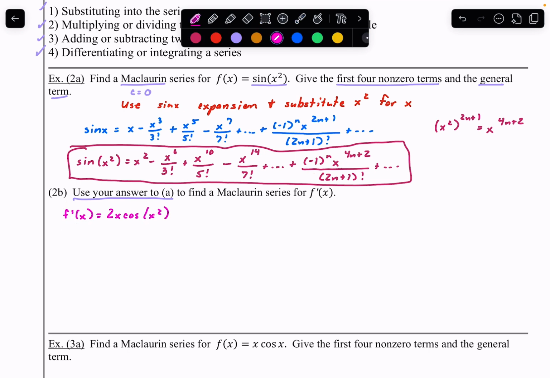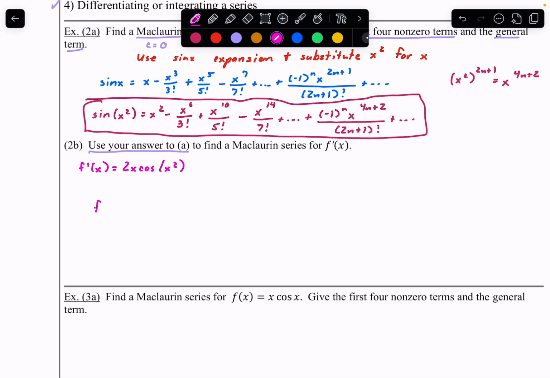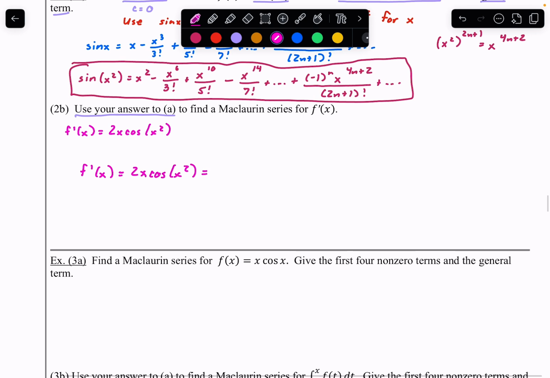So I'm going to set this up. Actually, I'm going to rewrite this. I'm going to do f prime of x is equal to 2x cosine of x squared, which is equal to, and now just take the derivative, right? So 2x. Take the derivative of that term. Take the derivative of x to the 6. Remember that 3 factorial is just a coefficient. It's 1 over 3 factorial. So I'm going to do minus 6x to the 5th over 3 factorial plus 10x to the 9th over 5 factorial.